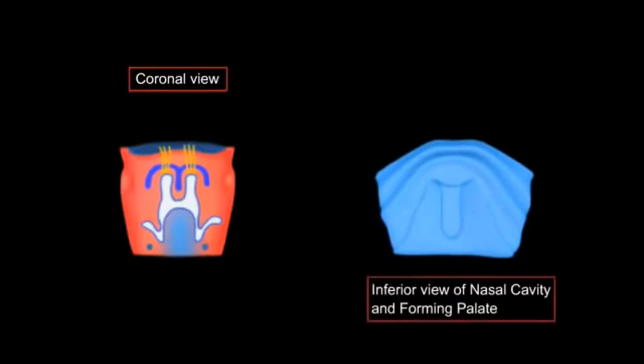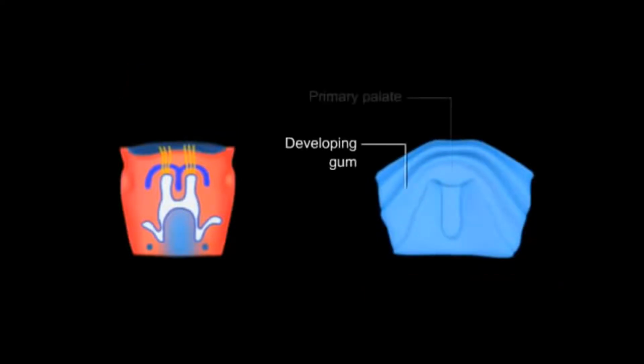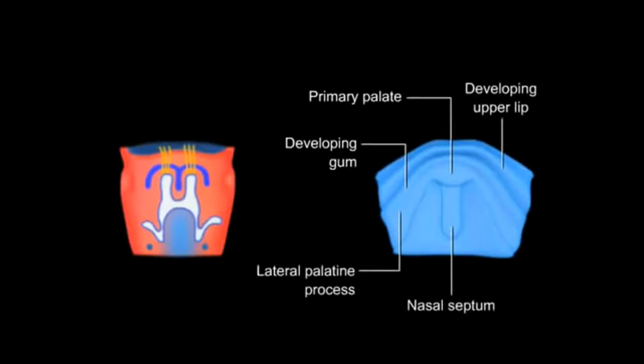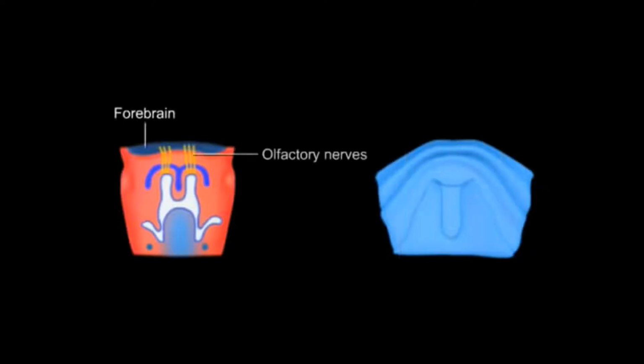Primary palate develops from the intermaxillary segment of the frontonasal process. Fusion of the 2 medial processes with the frontonasal process results in the formation of the primary palate. Primary palate carries the incisive fossa.